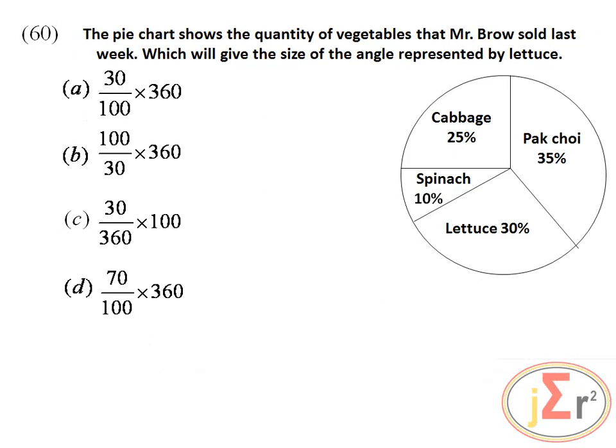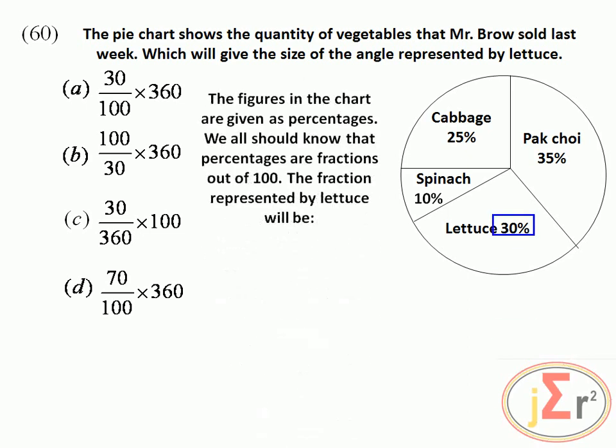The pie chart shows the quantity of vegetables that Mr. Brown sowed last week. Which will give the size of the angle represented by lettuce? So that we have lettuce right there. The figures in the chart are given as percentages. We all should know that percentages are fractions out of 100. The fraction represented by lettuce will be 30 over 100.